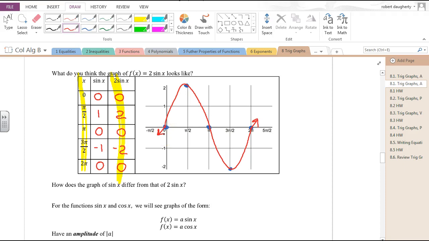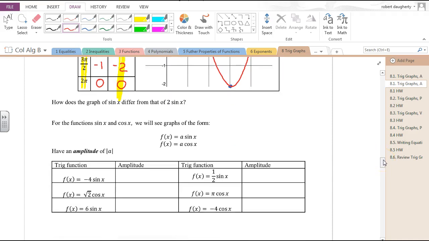So what's the difference between sine of x and 2 sine of x? It's multiplied by 2. So instead of going up to 1, it goes up to 2. So it just goes up higher. It's like I took the graph and I pulled it in this direction. Okay? So if I look at any of these graphs, f of x equal some number times the sine of x or some number times the cosine of x, these graphs have an amplitude of the square root of a.